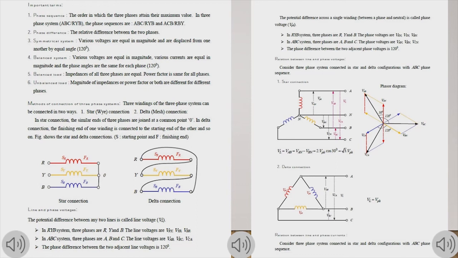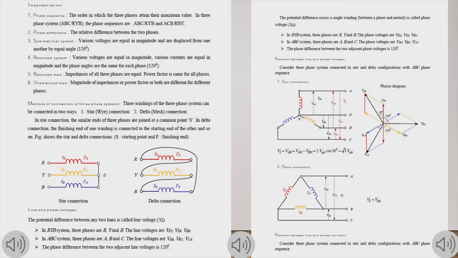Important terms. Phase sequence: the order in which the three phases attain the maximum value. In a three-phase system ABC or RYB, the phase sequences are ABC or RYB and ACB or RBY. Phase difference: the relative difference between the two phases.